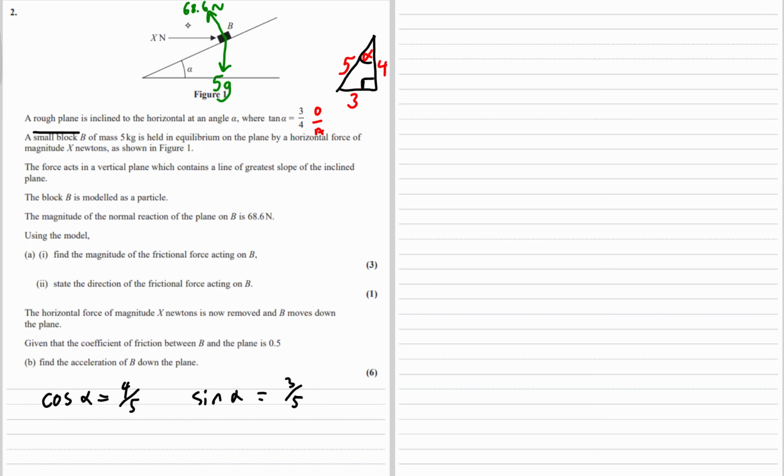So I'm going to redraw x as well. I just prefer it to be going in the direction it's going. So that's x newtons. And we don't know which way friction's going. It's either going up or down the plane. I'll just draw it in this way, but I don't know if it is actually going that way. If I get a negative answer for friction, that will mean it's going down.